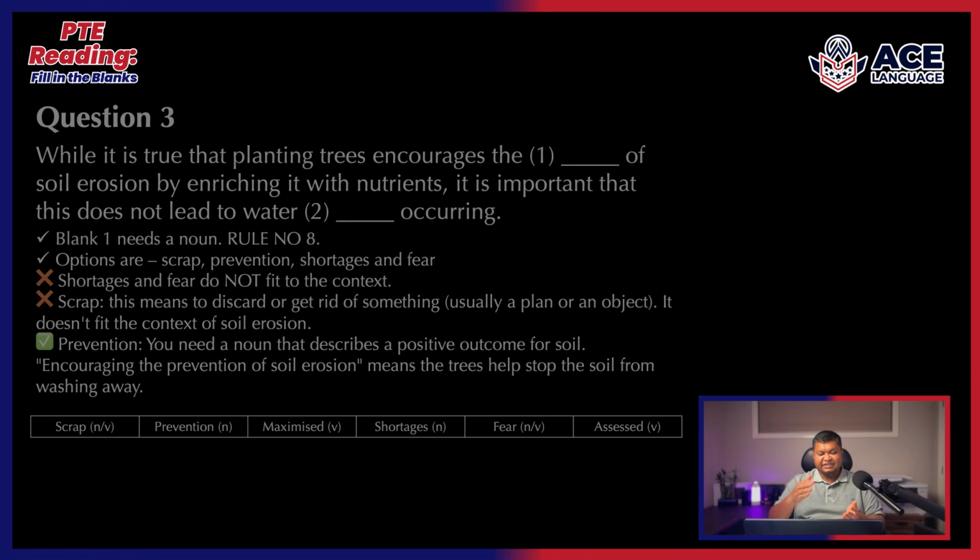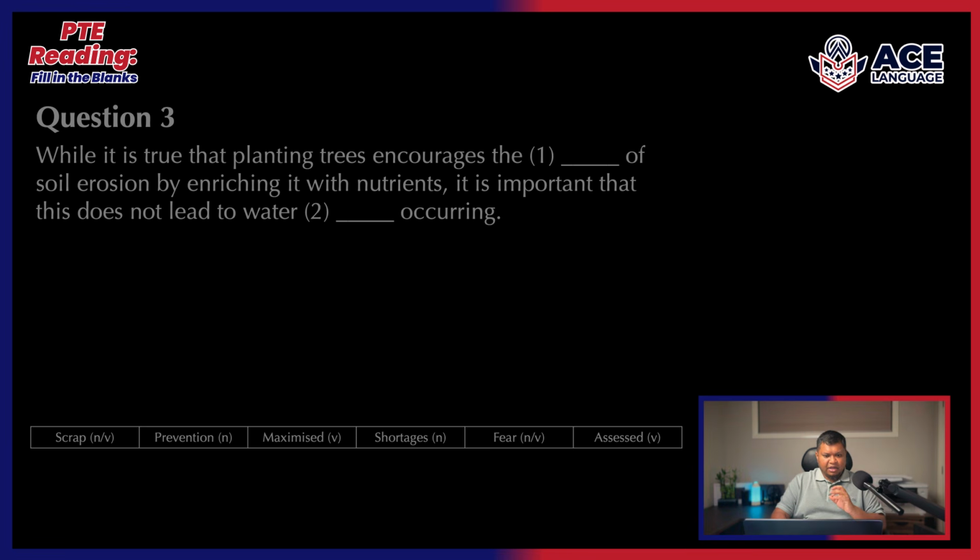So encouraging the prevention of soil erosion means that trees help stop soil from washing away or eroding, right? So the next option is, if I continue that sentence, it is important that these do not lead to water dash occurring, right? I need a noun. I have water before that. And the options are scrap, shortages, and fear.